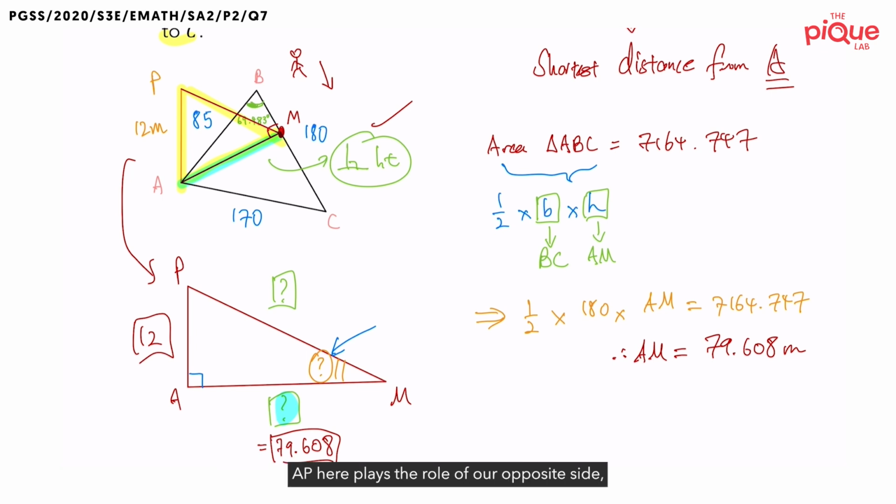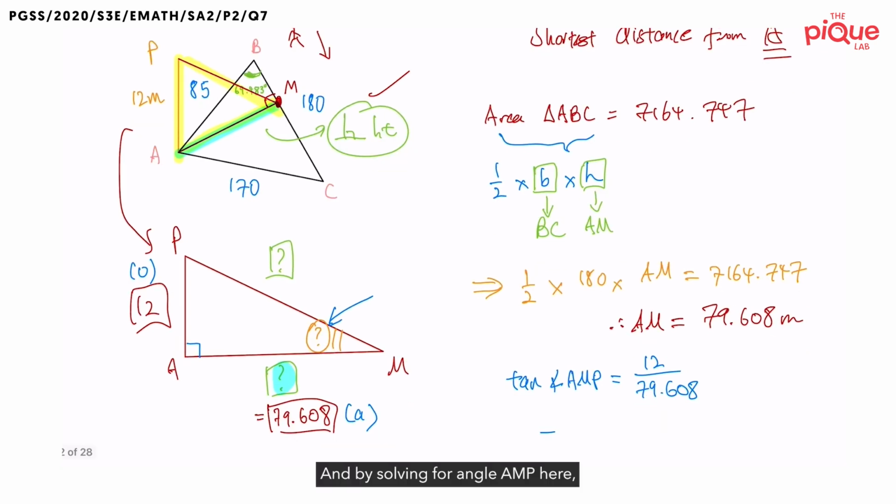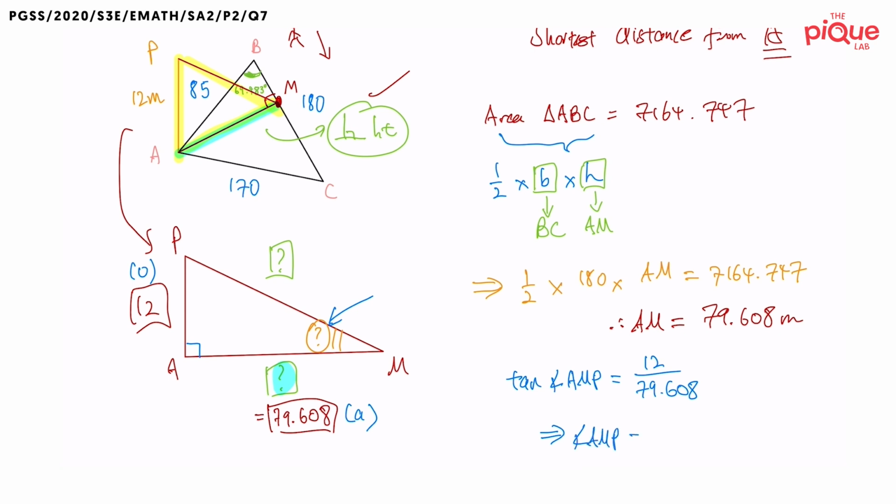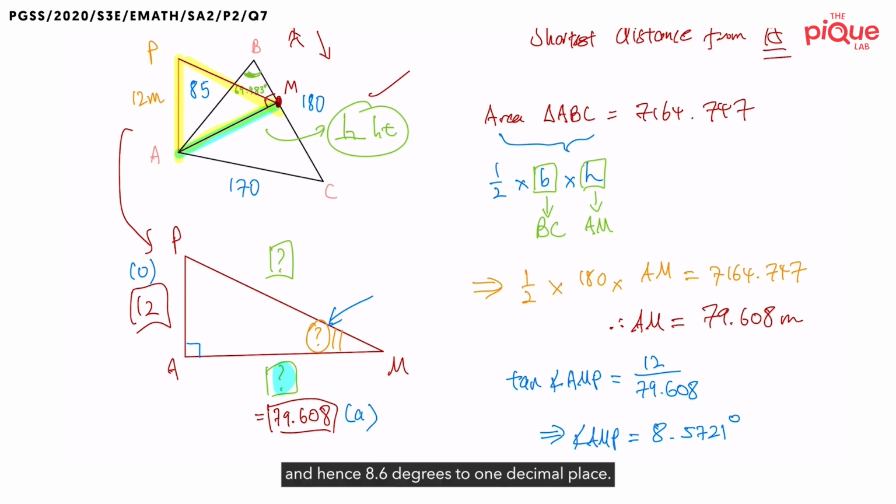AP here plays the role of our opposite side, while AM plays the role of our adjacent side. To solve for the angle required, which trigo function will we use? We will use the tangent function. Tangent of angle AMP here is going to be equal to 12 over 79.608. And by solving for angle AMP here, we will obtain 8.5721 degrees and hence 8.6 degrees to 1 decimal place. This is our greatest angle of elevation required.